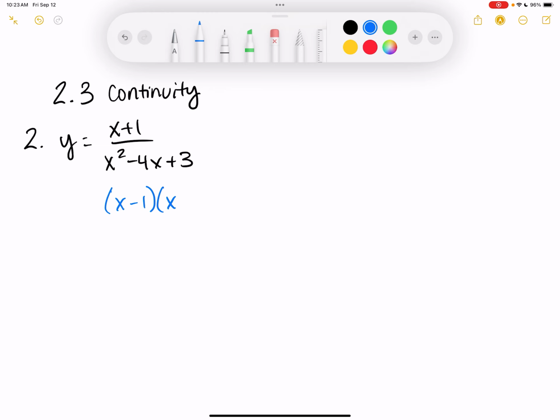Set those equal to 0. So that means at x equals 1 and at x equals 3, we have a point of discontinuity, because that's going to cause a problem in the equation. And because it's a vertical asymptote there, it's going to be an infinite discontinuity.